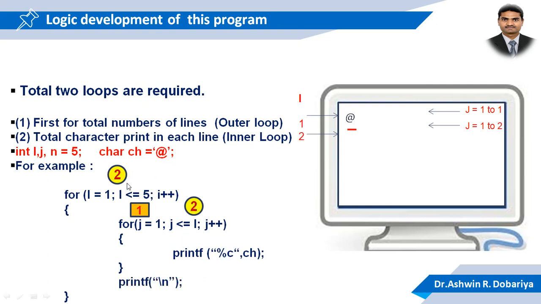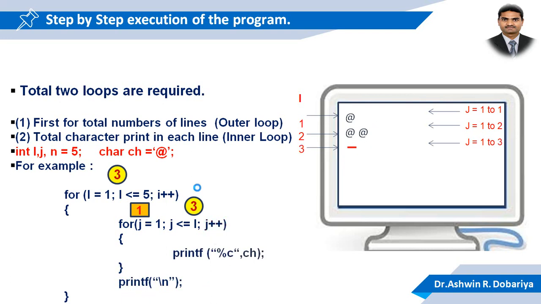Then i was 1, i increments by 1, so i becomes 2. Now the inner loop j starts from 1 and j less than or equal to i, means this loop will execute 2 times. So j is equal to 1, print the at the rate symbol, again j increments by 1, it becomes 2, again the condition becomes true, it will display the at the rate symbol, again j increments by 1, now j becomes 3, so this condition becomes false. Then the cursor again executes the \n, so the cursor moves to the next line.